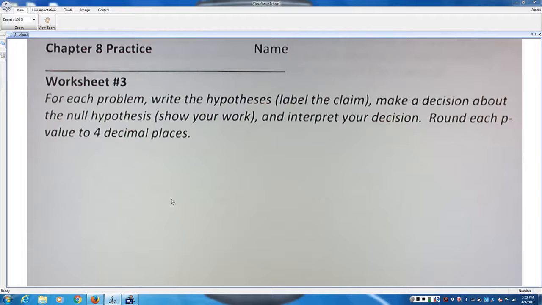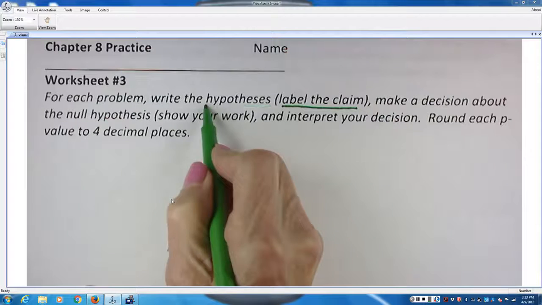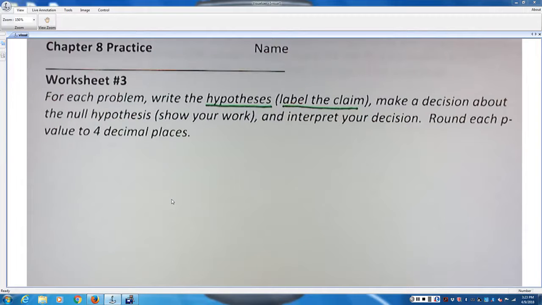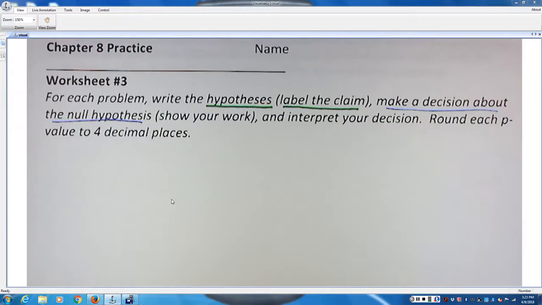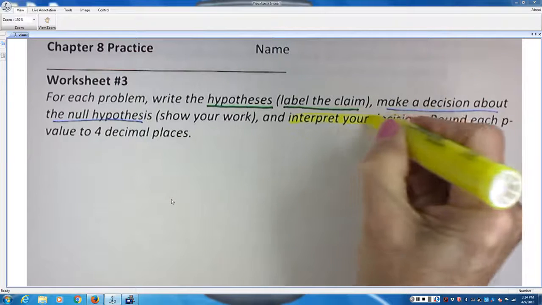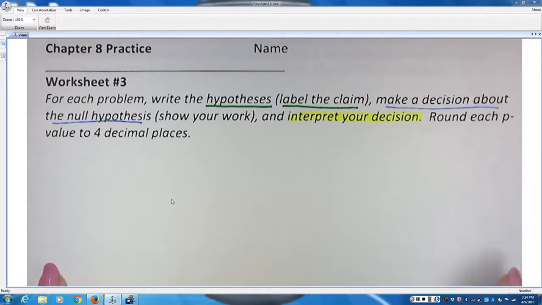The first thing that we're always going to do is write the hypotheses, which actually means we're going to write the claim first. Then we're going to write the opposite of the claim and decide which is H0 and which is H1. Then we're going to use our sample information to make a decision about the null hypothesis. And then at the very end, this is the most important part, we're going to interpret the decision by writing a conclusion out in English. The big thing to remember is when you have your p-value, you want that rounded to 4 decimal places, and the calculator will automatically round it to 4 decimal places for you. So the main thing you're going to need to do is to be able to write the interpretation once the decision is made.